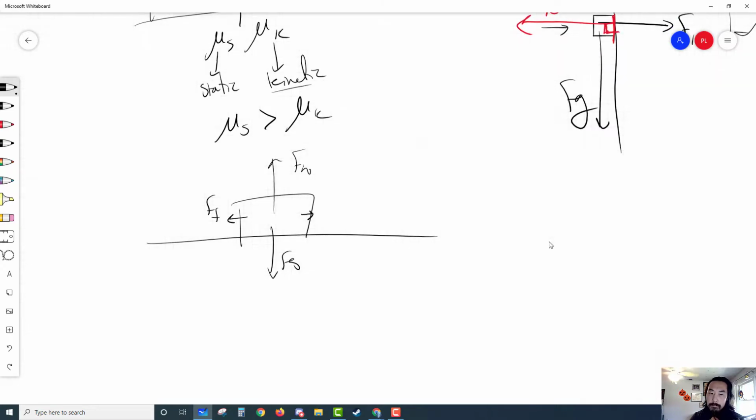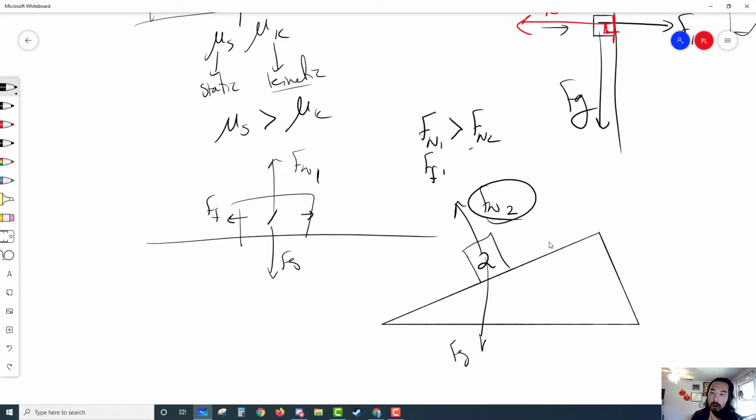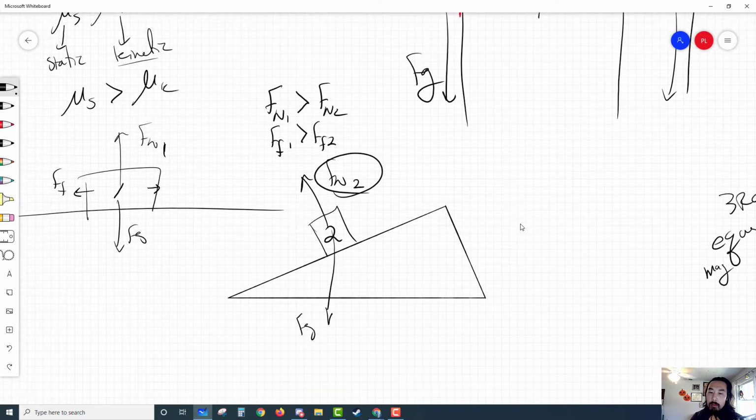Versus something like this where it's on an incline. Now remember what I said, if you're on an incline, your F_N decreases. So if this is F_N1 and this is F_N2, your F_N1 is always going to be greater than your F_N2, which means that the force of friction for scenario 2 is going to be smaller. The force of friction for 1 versus the force of friction for 2, because our normal force decreases, it'll be greater in scenario 1.